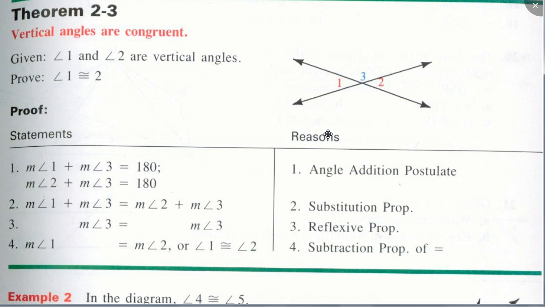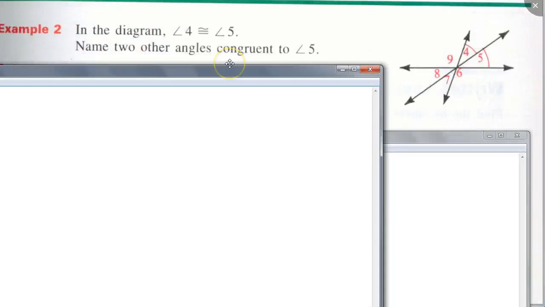Example 2 says this is not a proof, but take a look at this. That's right. It's in the book. But I want you to actually show the work. In this diagram, look at angle 4 and 5. They're congruent, right? If they're congruent, they want you to name 2 other angles that are congruent to angle 5. I know that a lot of you didn't know the answer, but write it down. How would you explain this?